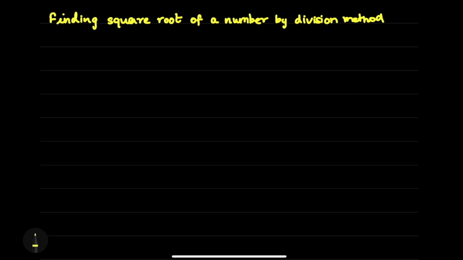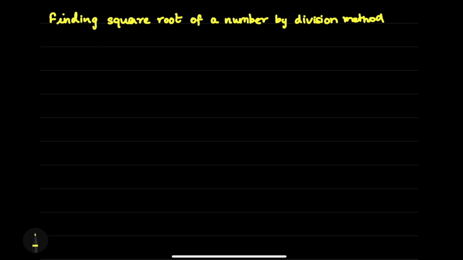Now we are going to talk about the other method, that is the division method. Through this we can find out the square root of larger numbers, because prime factorization can become a lot tedious for a large number of numbers, and this acts as a very simple method to do it.